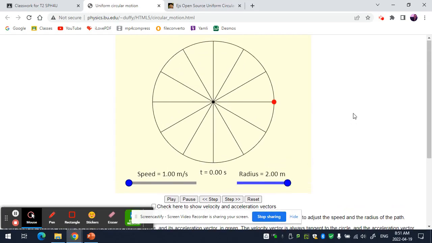What can you say about this object? It has a very what speed? Very low speed, but a very big what? So is it going to spin very fast or very slowly?